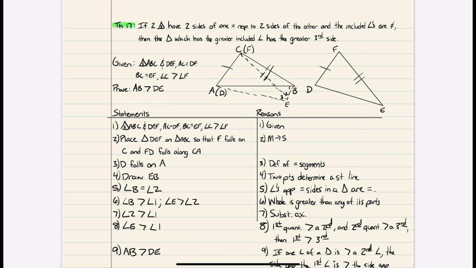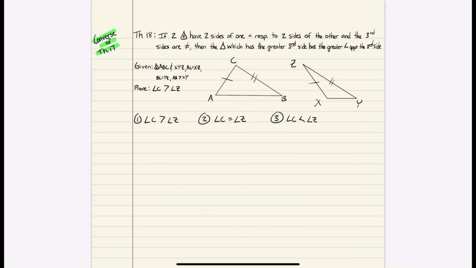We just proved Theorem 17, stating that if we have two sides in one triangle equal respectively to two sides of another triangle, and the included angles between them are unequal, well then the triangle that has the greater included angle will have the greater third side. Theorem 17. Okay, and then we have Theorem 18. And you can see that this is the converse of Theorem 17.